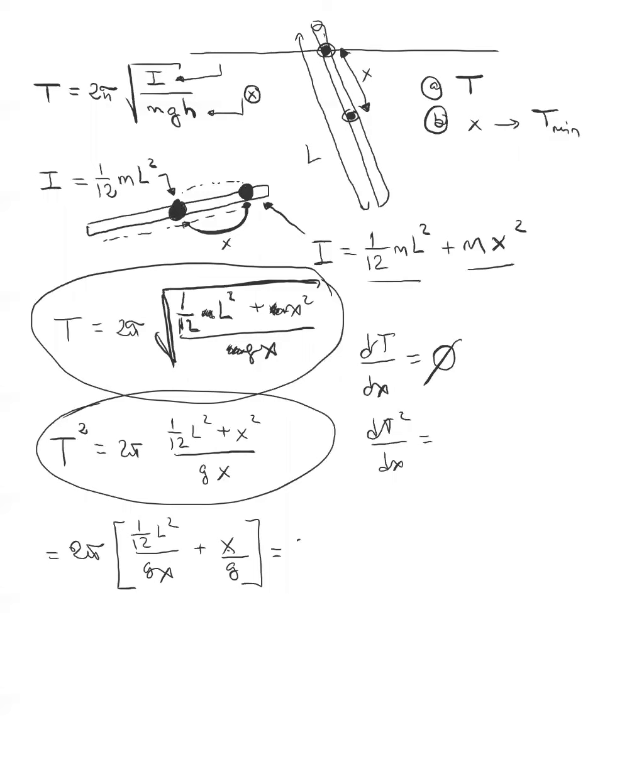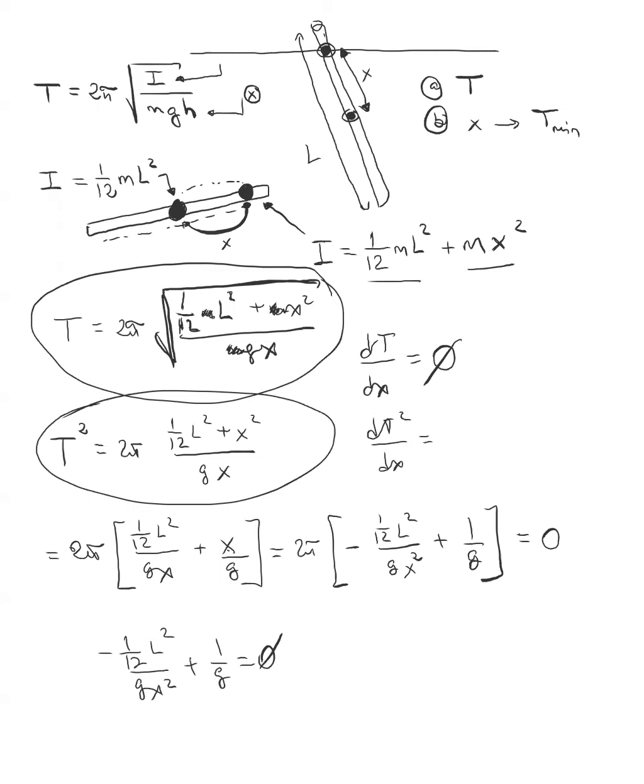And then I will take the derivative of each. The derivative of the first term is negative 1/12 of L squared over g x squared, and the derivative of the second term is plus 1 over g. So this has to be 0. If this needs to be 0, then my negative 1/12 of L squared divided by g x squared plus 1 over g needs to be 0. I can now solve this equation for x.